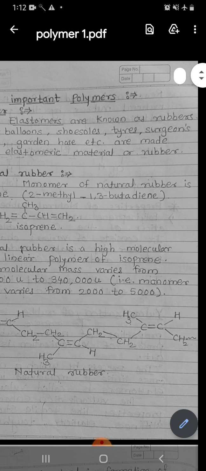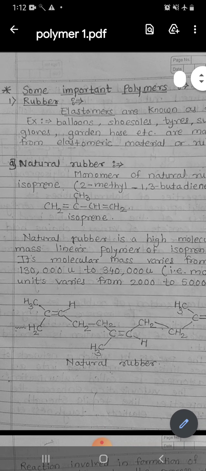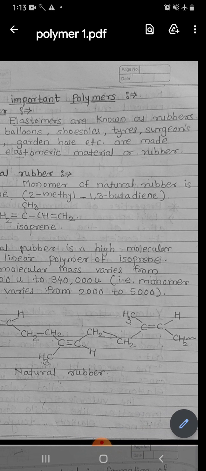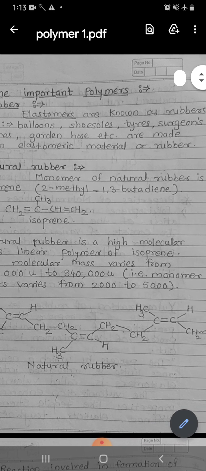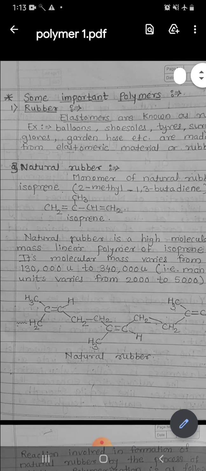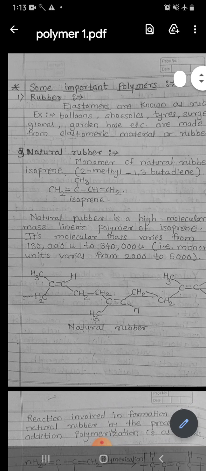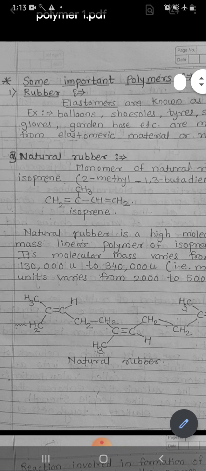They are called elastomers because they are elastic in nature. They can be stretched or they can be compressed. Examples: balloons, shoe soles, tires, surgeon gloves, garden hose, etc. are made from elastomeric material or rubber. So there are many types of rubber.